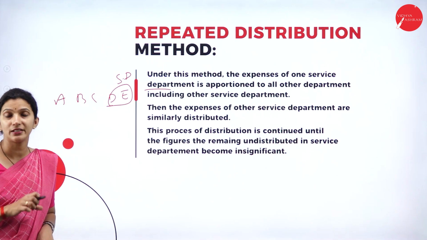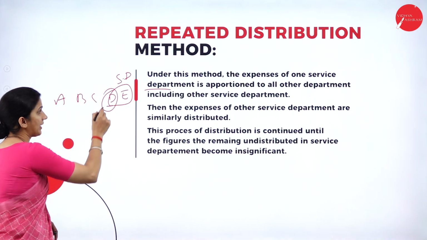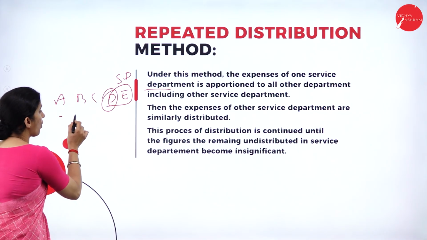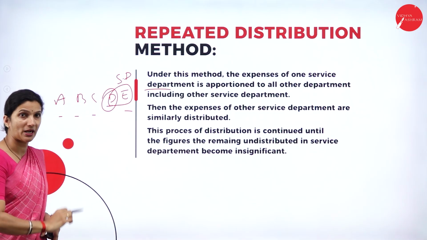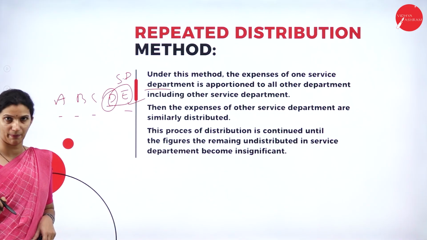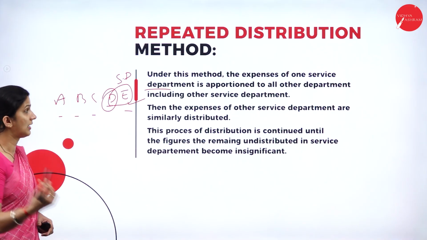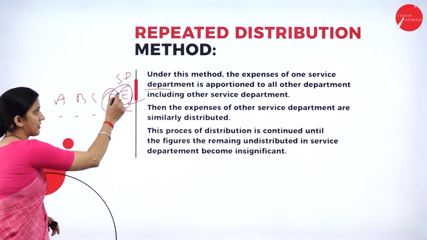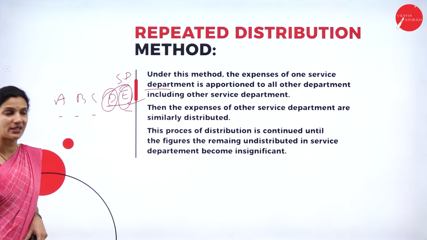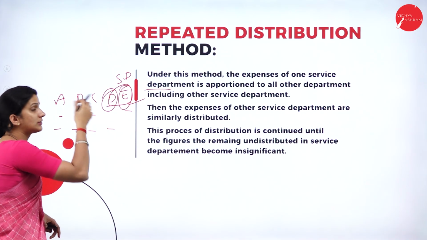Under the repeated distribution method, what happens? First, we take the overhead of service department D, and allocate it to all the other departments, including the other service department. That is one allocation done. Again, for the other service department E, we take the overhead of E and allocate it to all the departments including D.